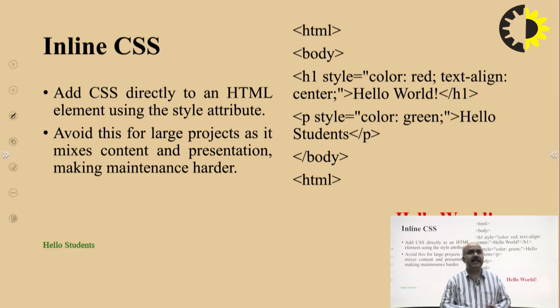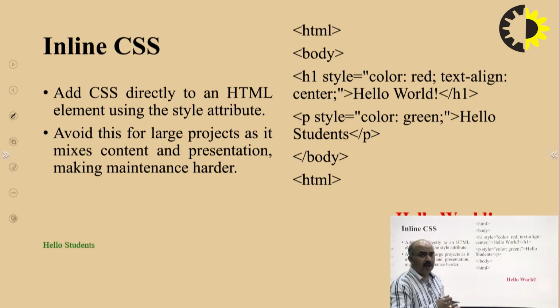The third one is inline CSS. Inline CSS is used if we have to apply styling to one element, or a single tag. Then you write the styling within that tag. So add CSS directly to the HTML element using the style attribute. Avoid this for large projects, as mixing content and presentation makes maintenance very hard. Here the styling code is small compared to external and internal. Here in this case we write an HTML body.